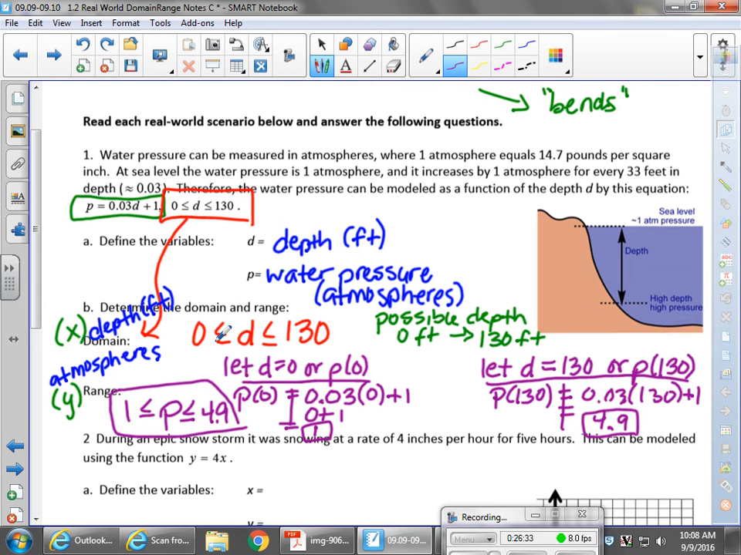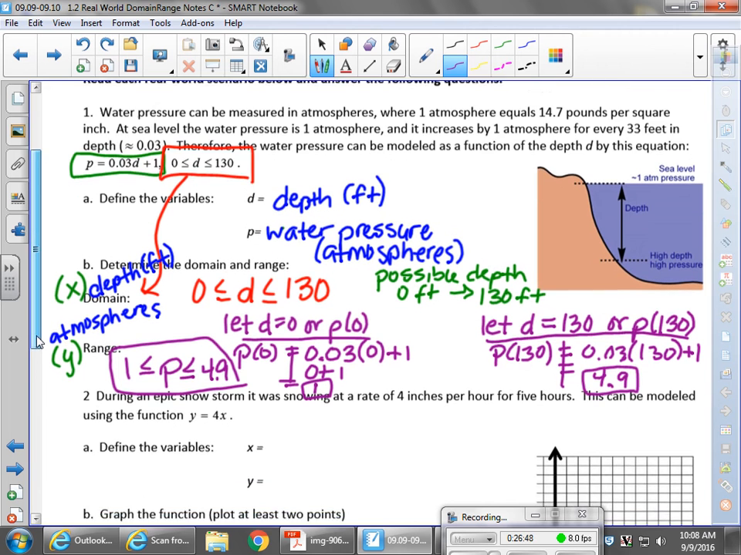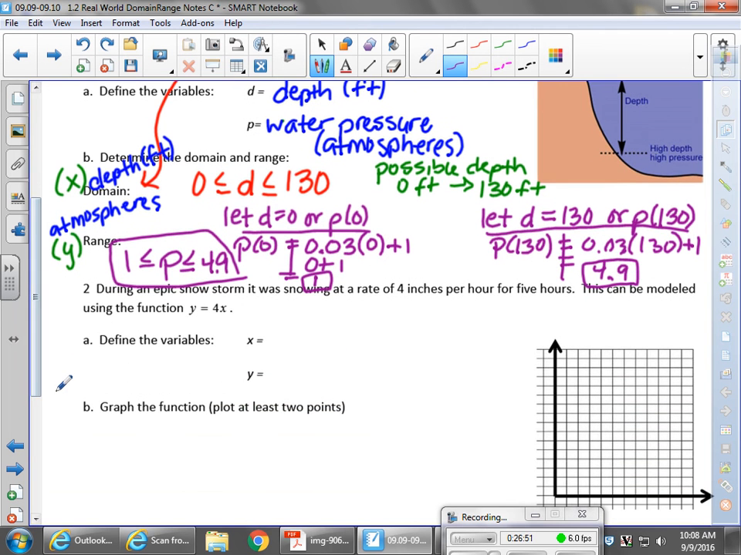So I was given the domain, and our new skill for today is learning how to take the given domain and actually calculate the range. Awesome. Any questions on number 1? Okay, let's apply this new knowledge to number 2.